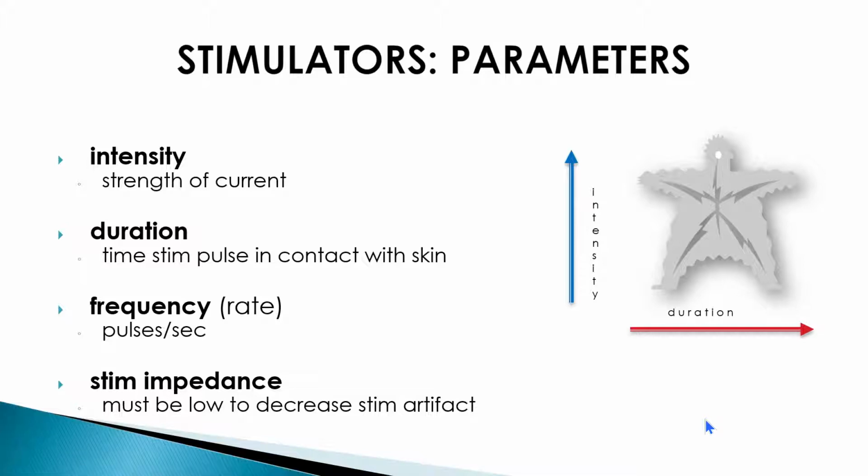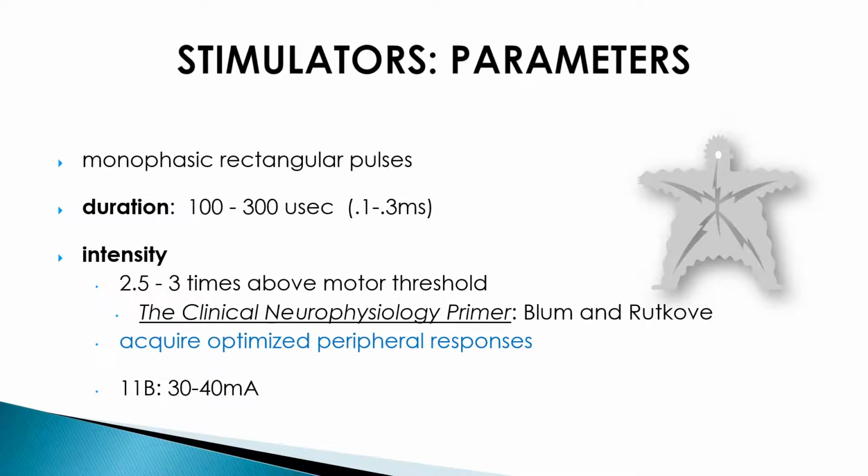Intensity is the strength, or how much current or voltage you're delivering while stimulating the patient. Duration is the time that the stim pulse is in contact with the skin. The frequency is the rate at which we're stimulating, and the impedance of the stimulating electrodes needs to be low to decrease the chance of us having stim artifact. We're going to use monophasic rectangular pulses at a duration of 100 to 300 microseconds, or 0.1 to 0.3 milliseconds.